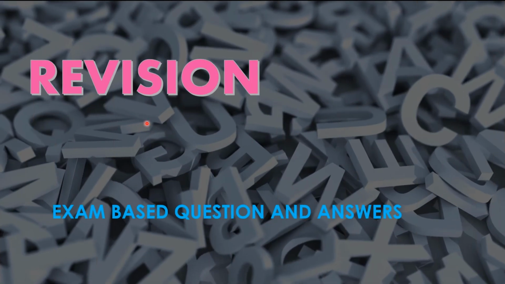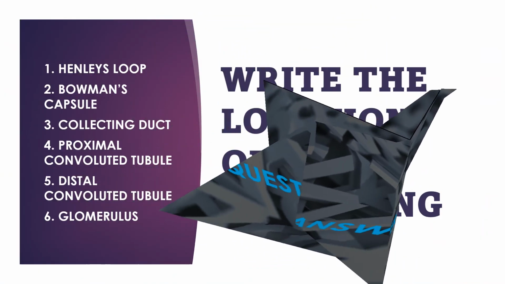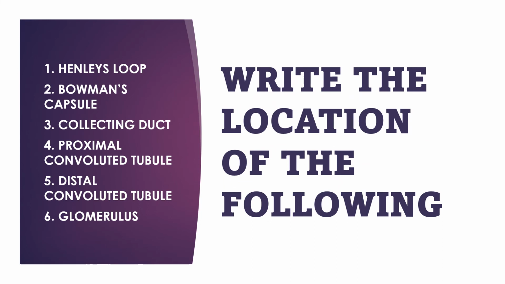We can go through the revision. Exam based questions and answers we can discuss here. Write the location of the following. First question, Henle's loop. Where is it located? It is located in the renal medulla, or you can write medulla region of the kidney.